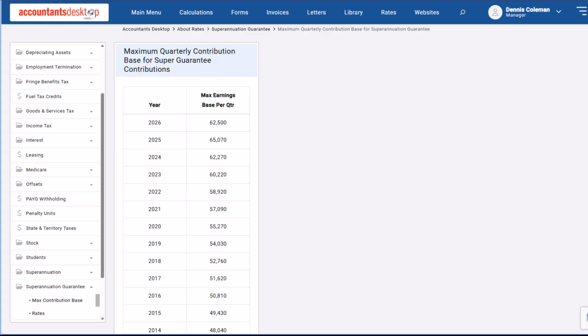The client wants to know the maximum contribution base for superannuation guarantee purposes. Sam goes to our rates module to look up this amount for the current year.